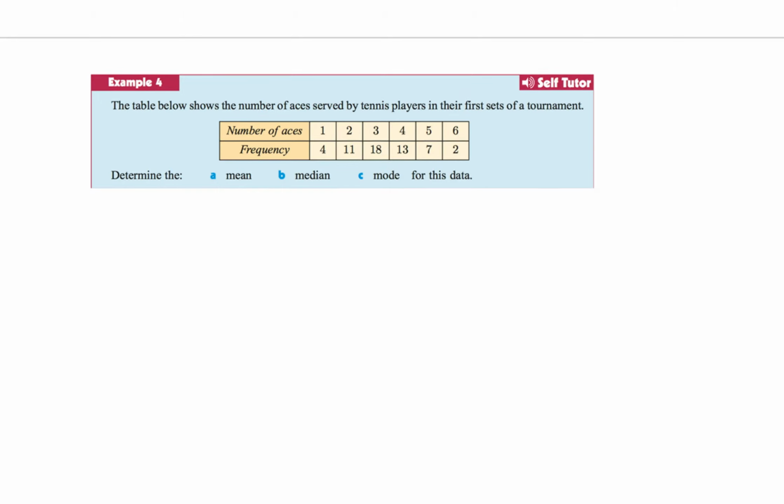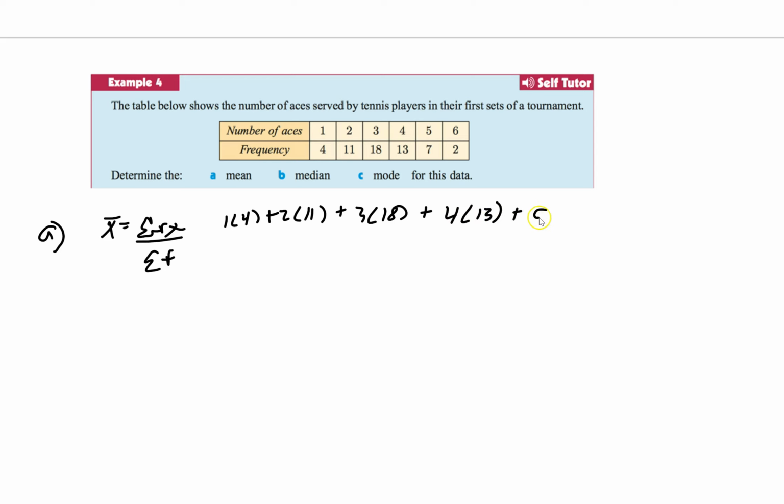So the mean, the first one, A, if you want to use the formula, that is x bar equals sum of f x over sum of f, the sum of the frequencies. So f times x just multiplies. It's going to be 1 times 4 plus 2 times 11 plus 3 times 18 plus 4 times 13 plus 5 times 7 plus 6 times 2. That's all that top part means, right? The frequencies times the x values up there, then add them up.